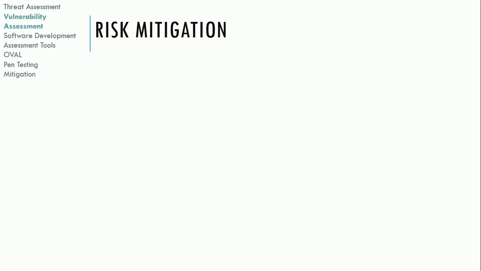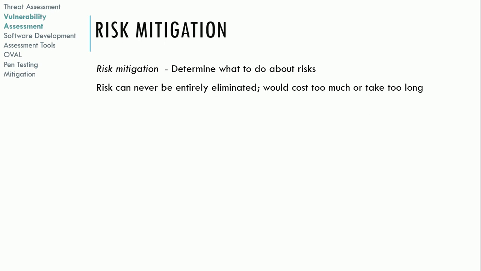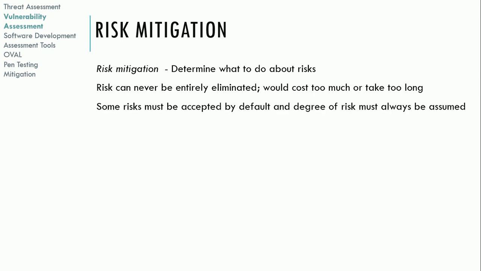Once we've identified these different threats and these risks, and we've evaluated them, then we decide whether or not we want to mitigate them and how. So it's determining what to do about the risks that we've identified. Risk can never be entirely eliminated. It would cost too much to entirely eliminate a risk. There are lots of things that you could do to entirely eliminate the risk of a fire in your home, but most of us aren't willing to spend the tens or hundreds of thousands of dollars implementing some kind of fire prevention system that's going to be foolproof. It just isn't worth it.